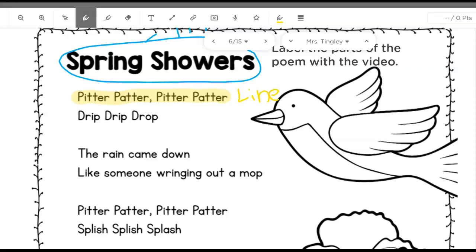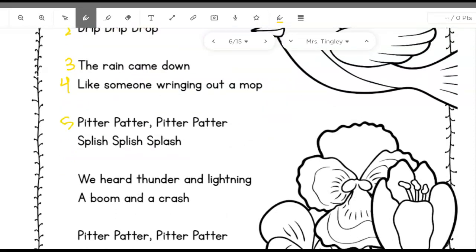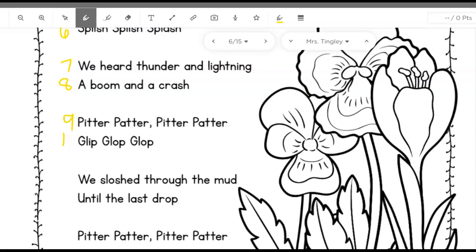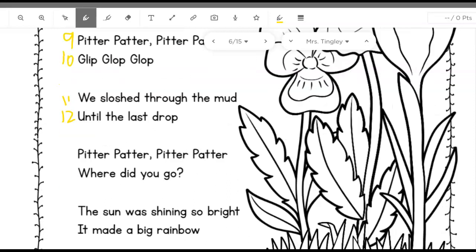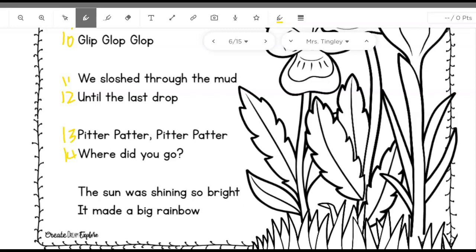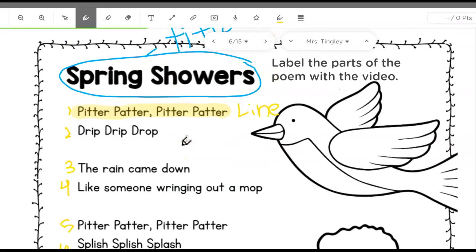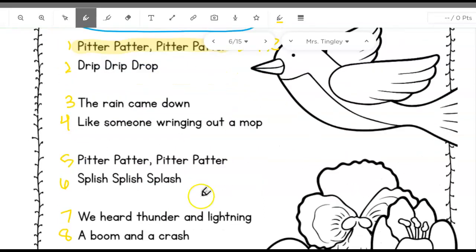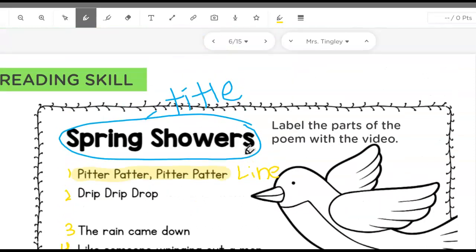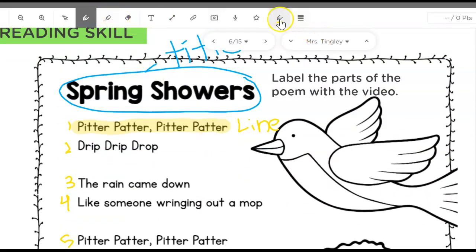Let's count how many lines there are in this poem. 1, 2, 3, 4, 5, 6, 7, 8, 9, 10, 11, 12, 13, 14, 15, 16. There are 16 lines in this poem. Lines are just one line of the poem. Grab a different color in your writing tool.